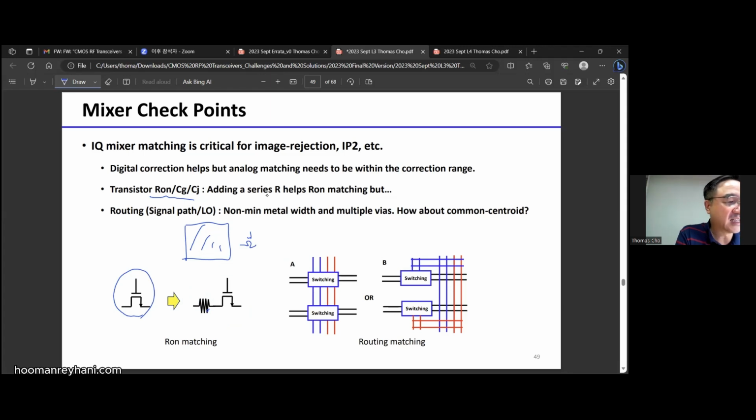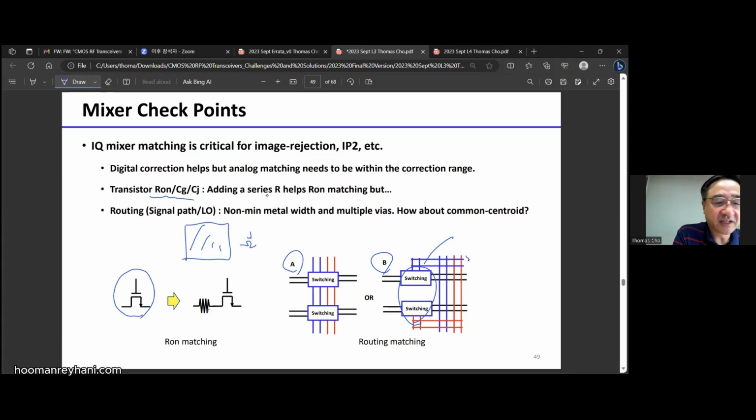And the other one is that the mixer has this passive network, and this metal routing that you have to worry about. I think we talked about this in a previous lecture. And between A and B, which one is a better layout? If it is a low frequency analog circuit, we'd like to do maybe some common centroid trade or something. But here this is a gigahertz signal. Maybe simpler layout is better.